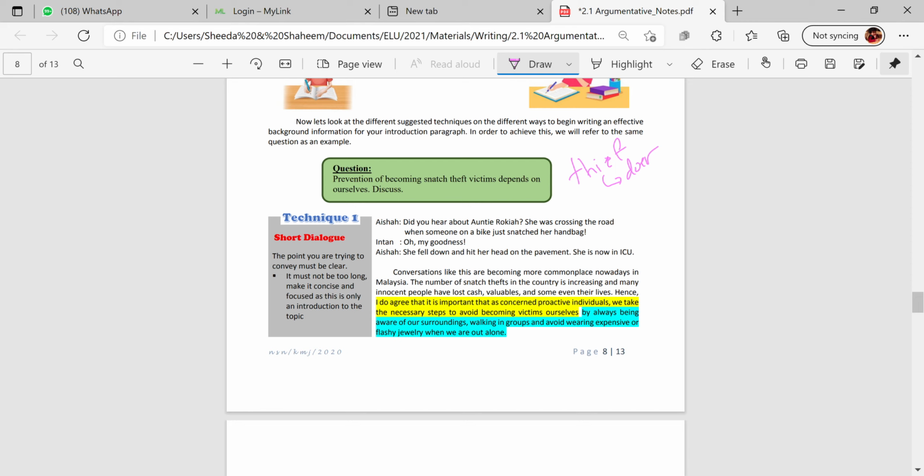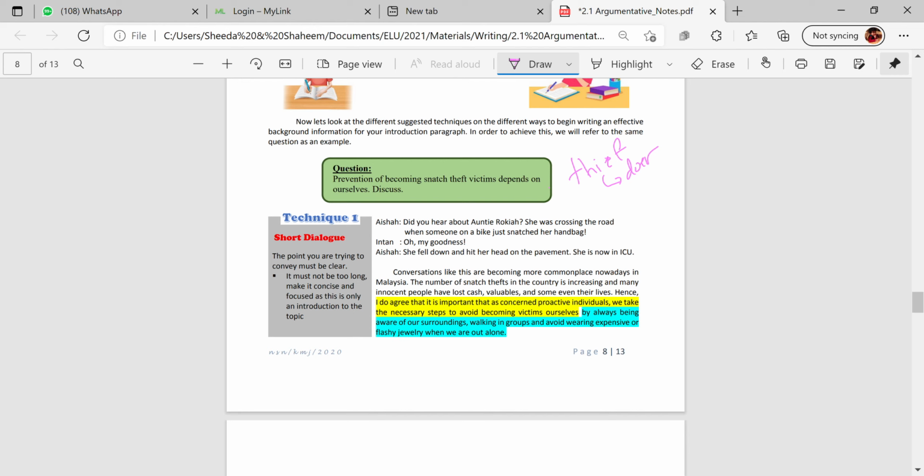For example, here, technique 1 is a short dialogue. Now, for those of you who are imaginative or creative, you can use this short dialogue. Take note, short dialogue, not a full drama script. For example, the question here is: prevention of becoming snatch theft victims depends on ourselves. Discuss. So as you can see, for example here, Aisha, did you hear about Auntie Rokia? She was crossing the road when someone on a bike just snatched her handbag. Intan, oh my goodness, Aisha, she fell down and hit her head on the pavement. She is now in ICU.